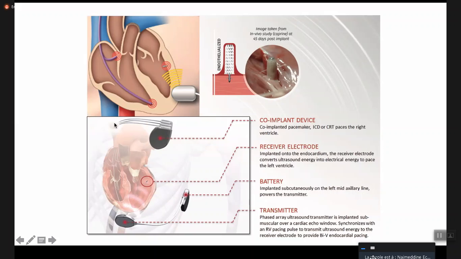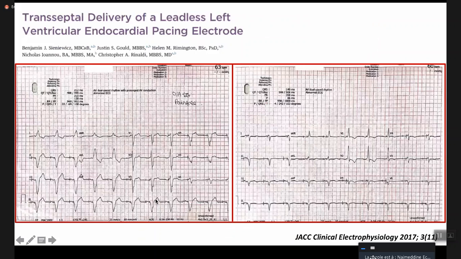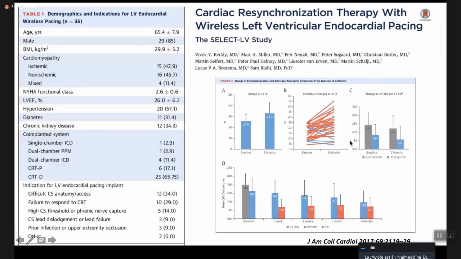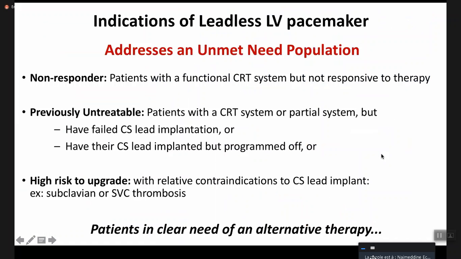The patient will still need a co-implanted device, a pacemaker, just a pacemaker, or ICD if you want, to insert the RA lead and RV lead, and there is a need for a transmitter here, which is implanted to sense the time of RV pacing, and by ultrasound it will transmit the information to this electrode, and the electrode will transform ultrasound to electrical impulses to pace the RV and LV lead synchronously. It's working, and actually you have the result here. It's even better than what we are doing epicardially when we are implanting the LV lead into the coronary sinus. The study was done. It's improving the ejection fraction. It's favoring reverse remodeling.